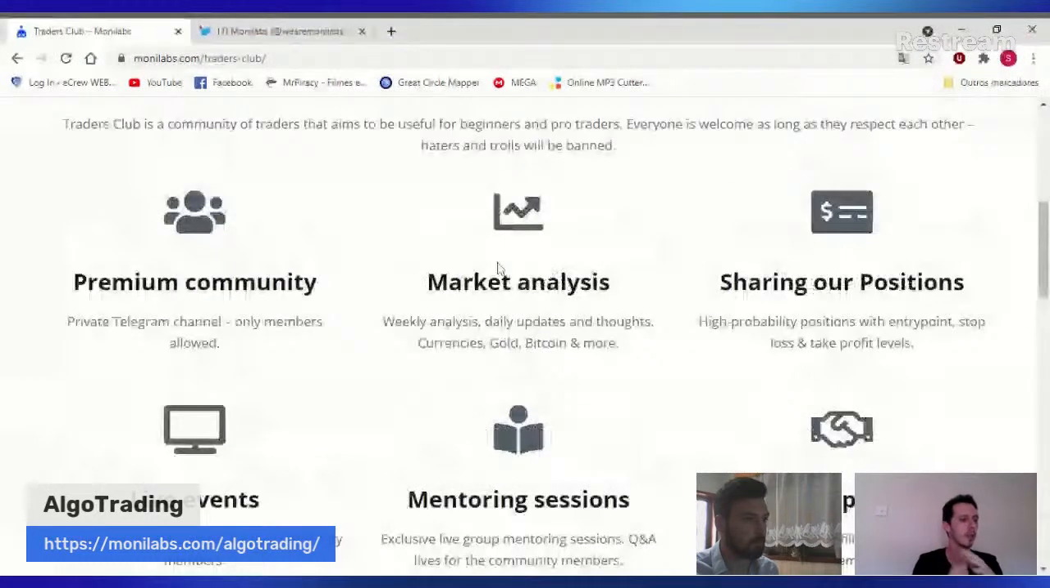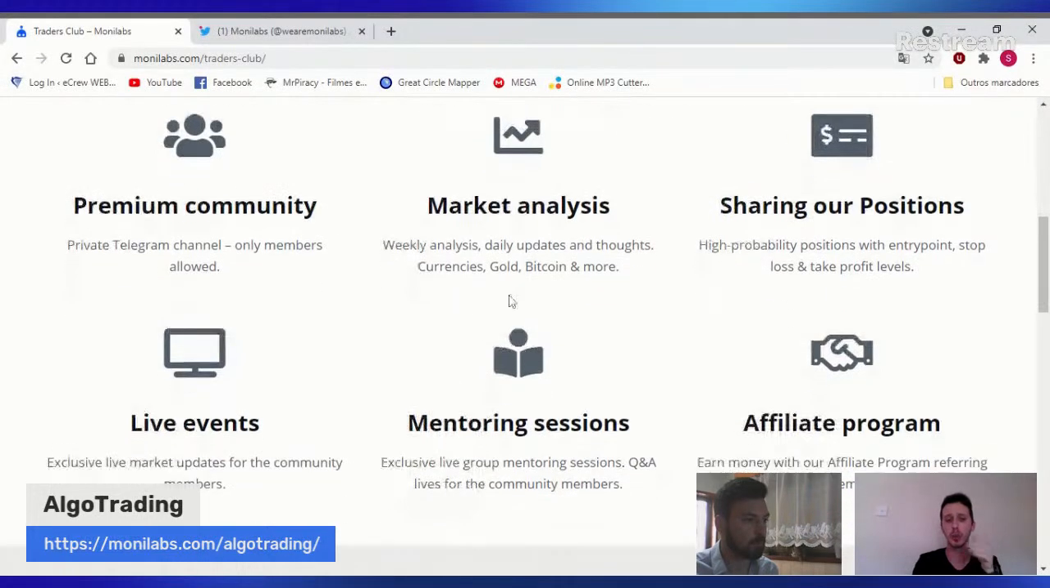What is the Traders Club? The Traders Club will be basically a more exclusive and premium community. Basically, you'll get the same positions as we are opening in real time. You will have analysis that Fernando and our team here are doing, first and exclusive. You will have access to it before the other people.